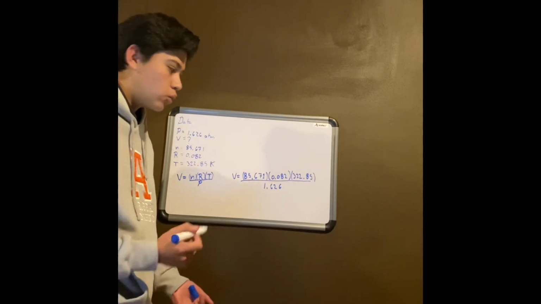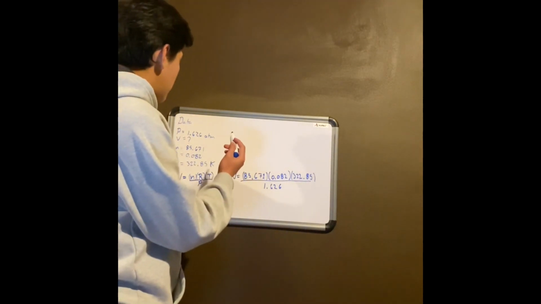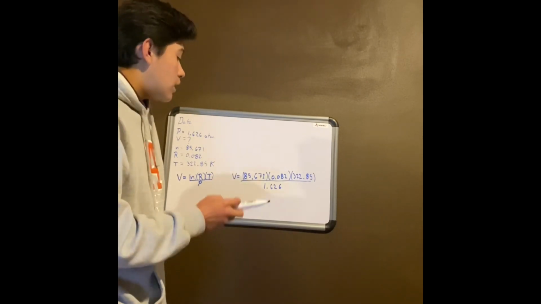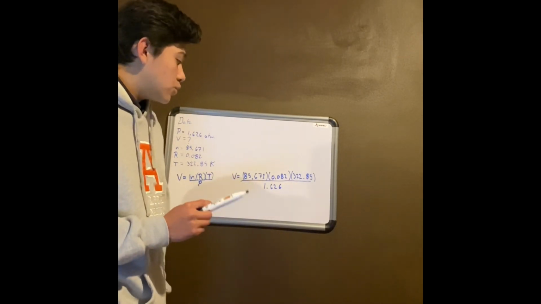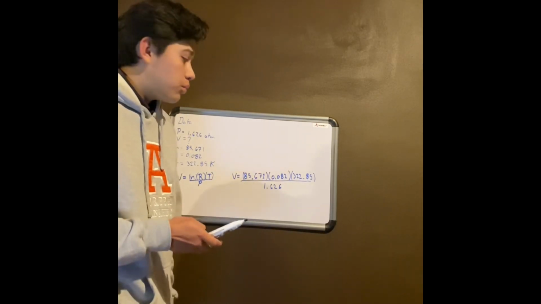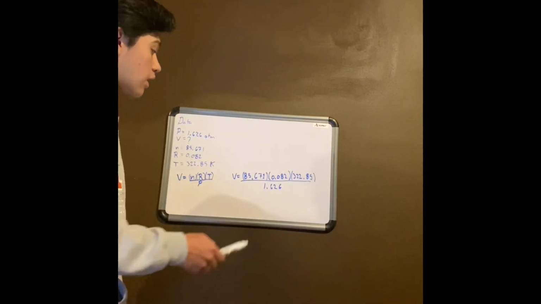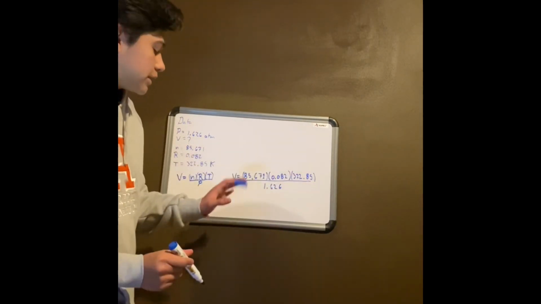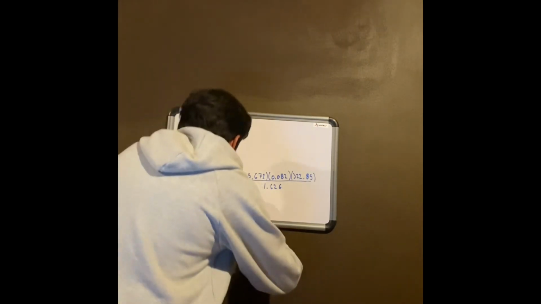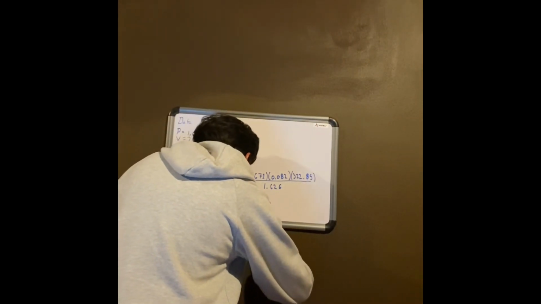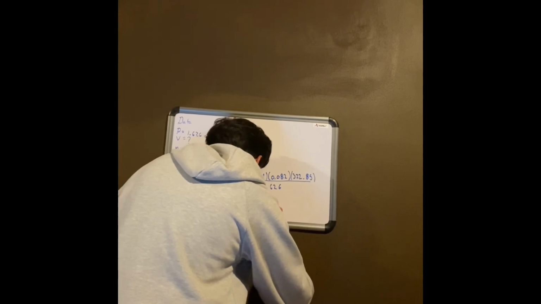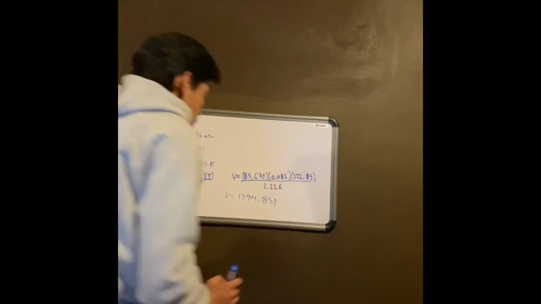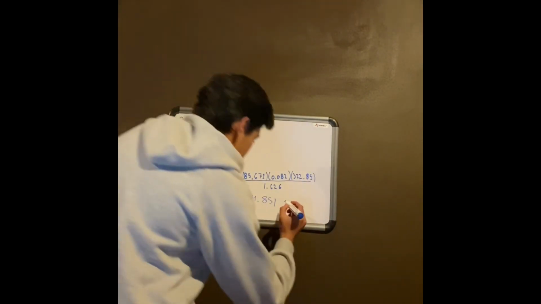And with the numbers, it will look like this. The volume equals 85.671 times 0.082 times 322.85 divided by 1.626. And all of this is going to give us the result of 1,394.851 liters.